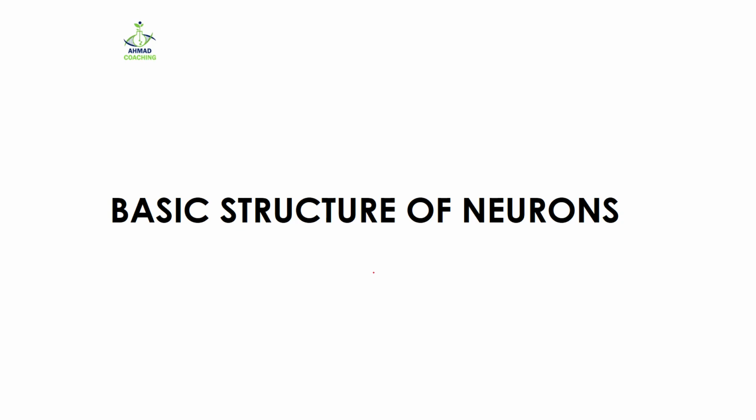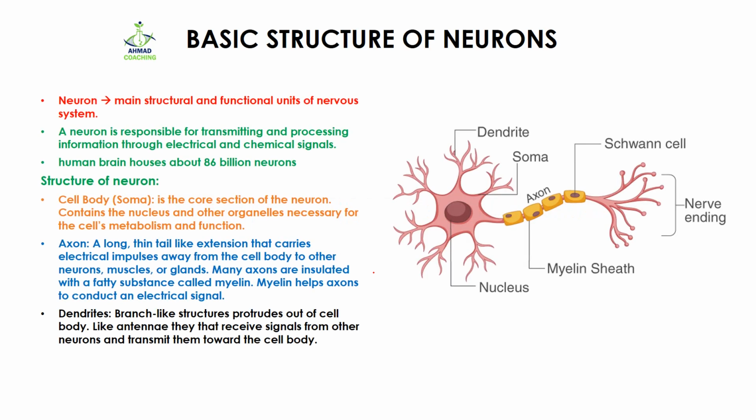Anam. Today we are going to study the basic structure of neurons. When you talk about neurons, neurons are the main structural and functional units of the nervous system. It means that they not only make the nervous system but all the functions are also done by the neurons. So they are the main structural and functional unit of the nervous system.